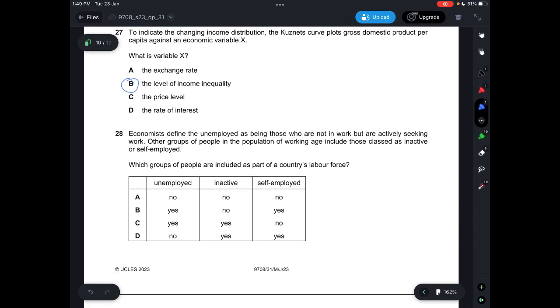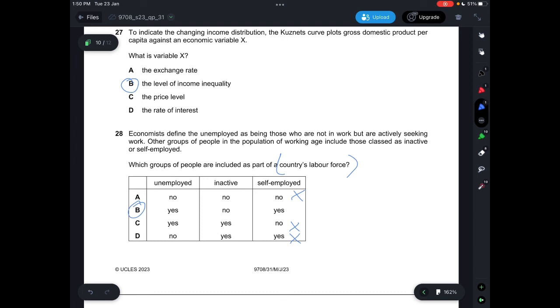Question 28: economists define the unemployed as those who are not in work but are actively seeking work. Other groups of people in the population of working age include those classed as inactive or self-employed. Which groups of people are included as part of a country's labor force? Labor force means people who are ready for work. Unemployed means basically yes, but inactive is no, because people who are inactive are not part of the labor force since they are not actively seeking work. Self-employed are also part of the labor force, so the answer has to be B.